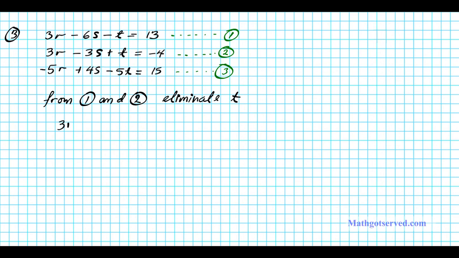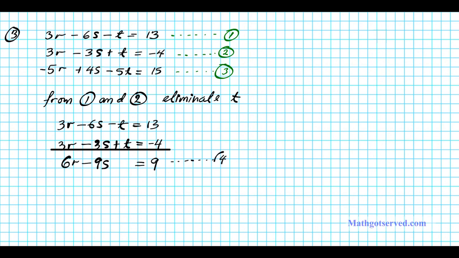Equation 1, we have 3r minus 6s minus t equals 13. Equation 2, we have 3r minus 3s plus t equals -4. We want to create opposites, but guess what? We already have opposites here. So we don't have to carry out any multiplication to create opposites since we already have them. So we'll simply combine these 2 equations. We'll have 6r minus 9s equals 9. We'll call this equation number 4, the first equation in our 2x2 system.